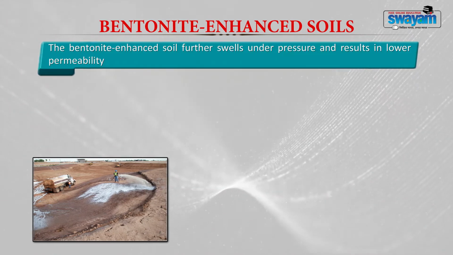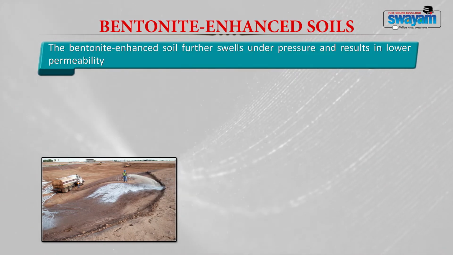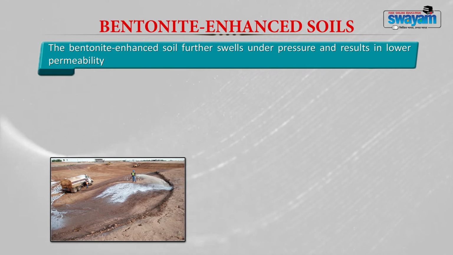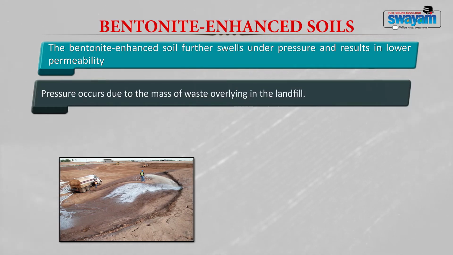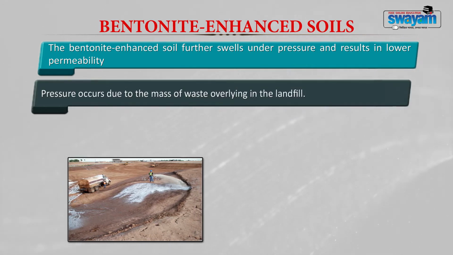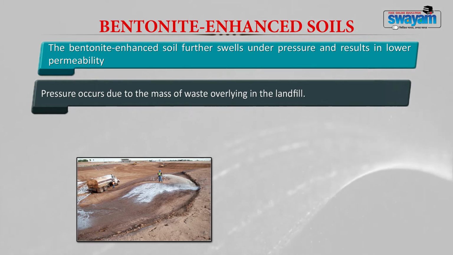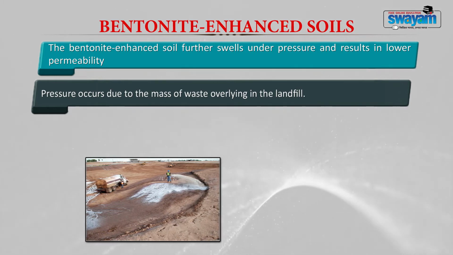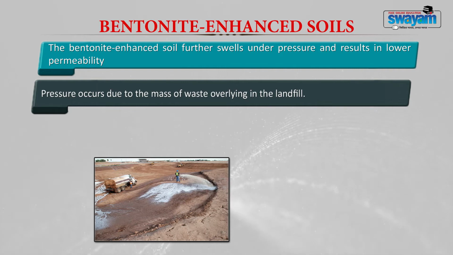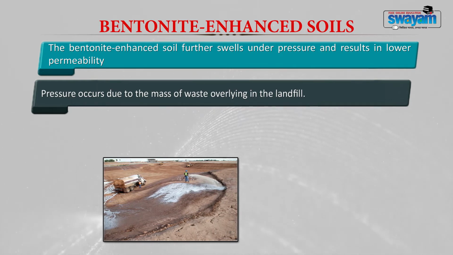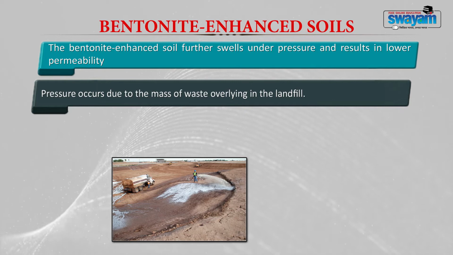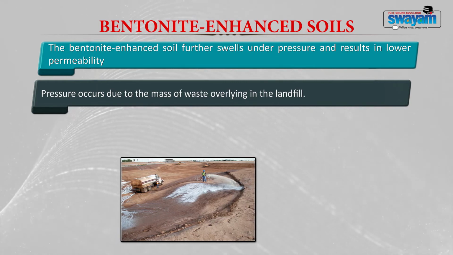Now, the bentonite enhanced soil further swells under pressure and results in lower permeability. How does the pressure actually occur? It is the pressure that is created by the overlying waste, as well as when the vehicles start moving over this mixture, further pressure is added and as a result they swell and then they decrease the permeability of the material.